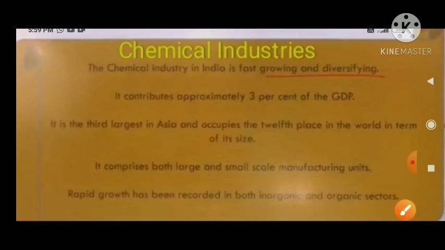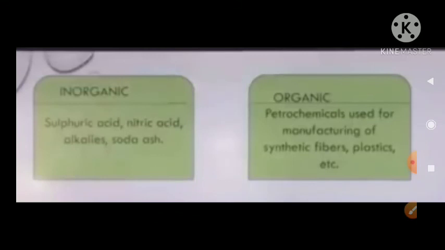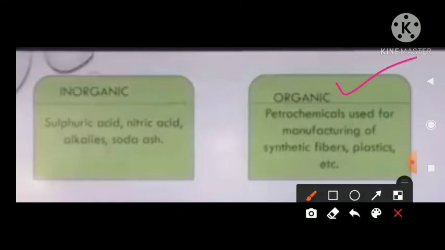Rapid growth has been recorded in both inorganic and organic sectors. So what are inorganic and organic sectors? Let's see. Organic means made from plants, animals, manure, humus, etc. That is, made from plants and animals, herbivorous and carnivorous.